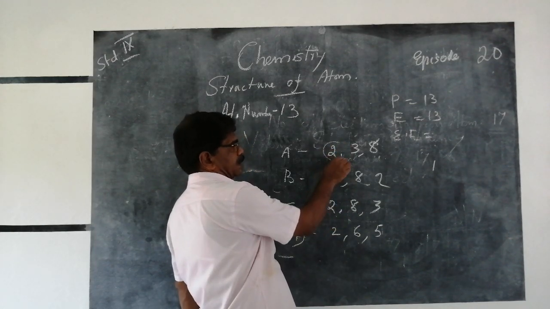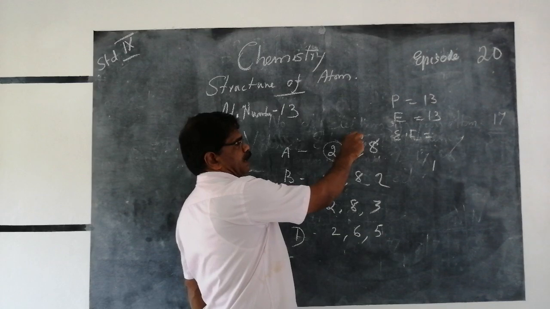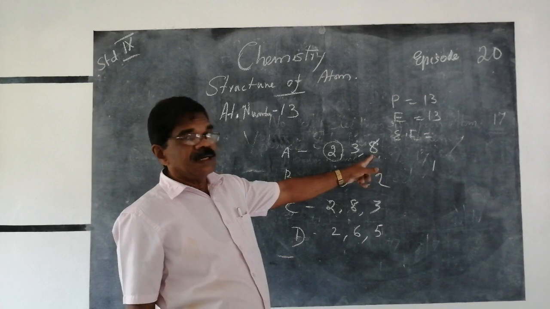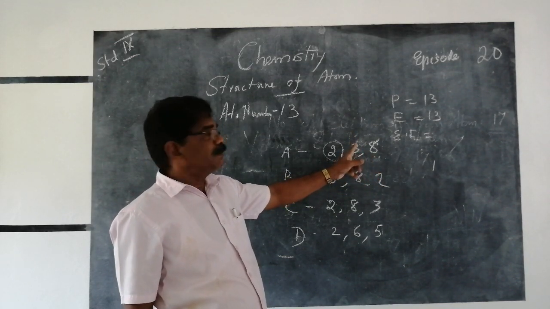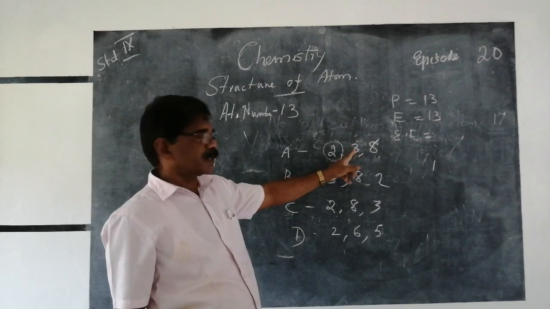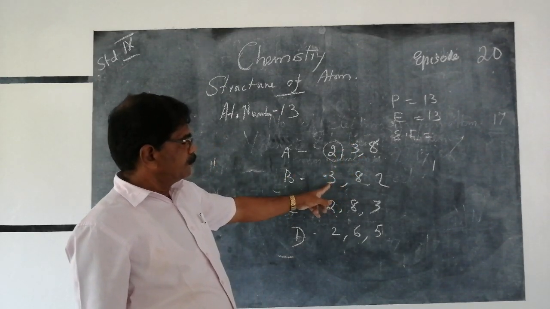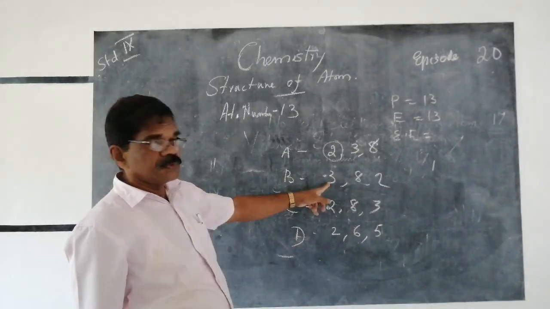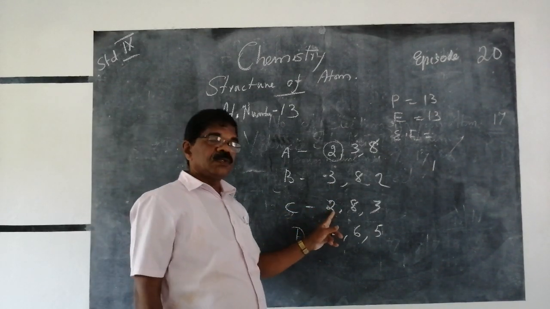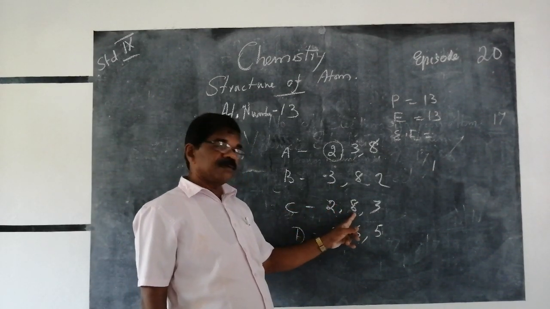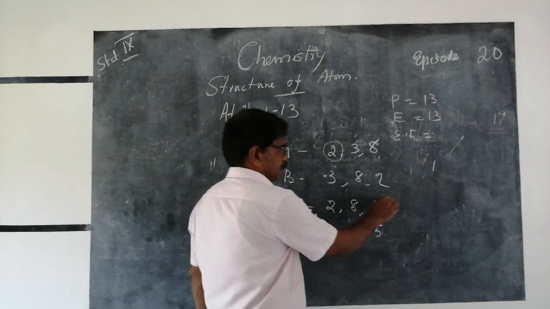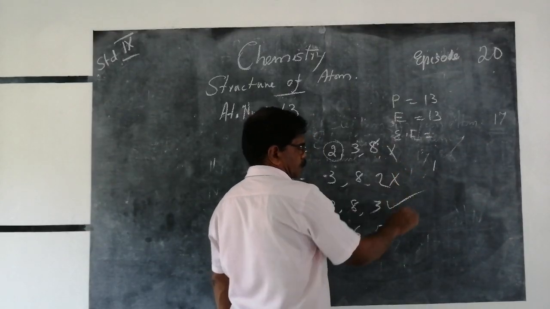Here the K shell is correct. But here the L shell contains 3. No. Before filling the M shell, the L shell must be full. What is the maximum number of electrons in the L shell? 8. So this is not correct. Here the K shell has 3, but it can accommodate a maximum of 2, so it is not correct. The K shell can accommodate 2, the L shell can accommodate a maximum of 8, and the balance electrons go to the next shell. This is right.